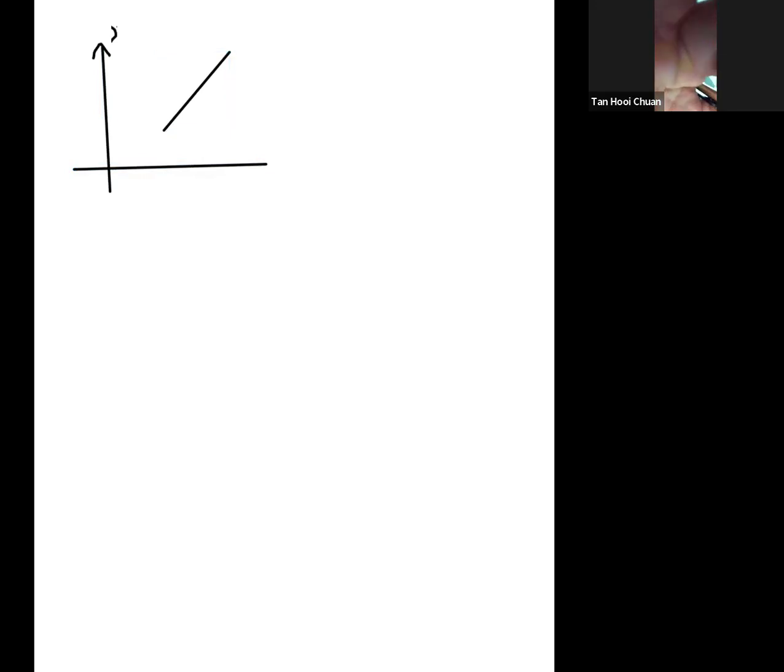Here's xy. Here's x squared. Here's 5k. Here will be h, 4. So y equal to this one.